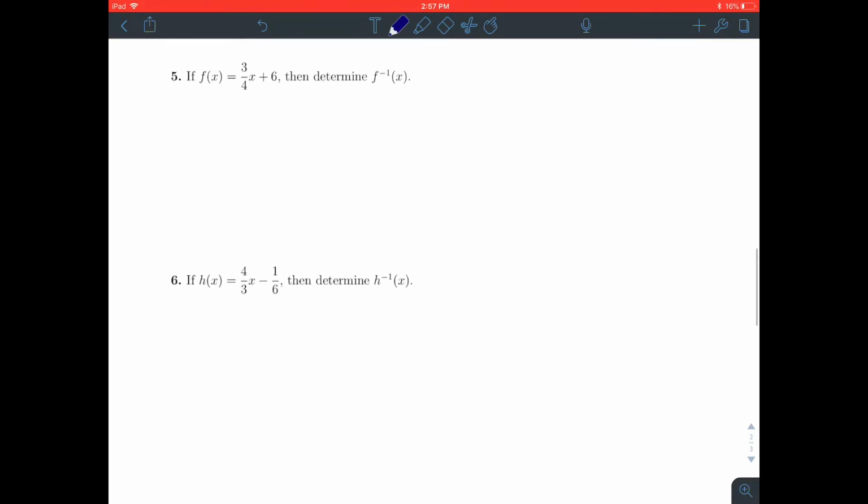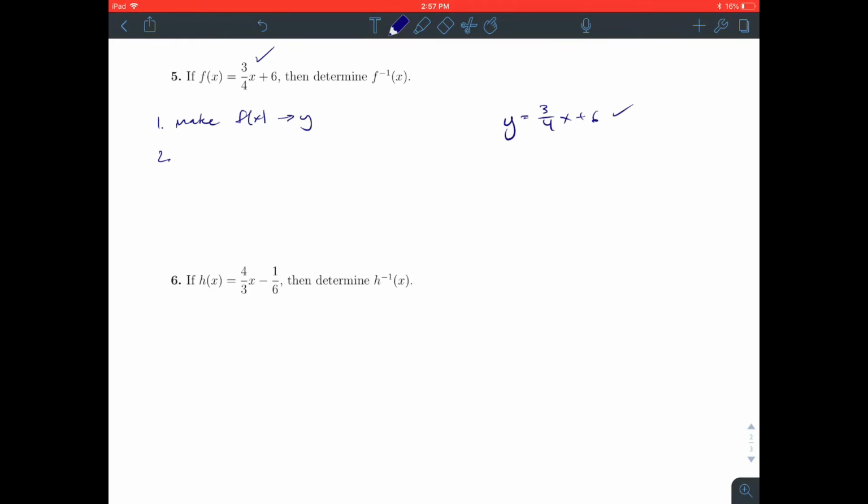For problem number 5, we've got if f of x equals 3 over 4x plus 6, then determine f inverse of x. So we're going to follow the same steps as before. We'll do step 1, which is to make f of x into y. So we get y equals 3 over 4x plus 6. This is still f of x, just with a new notation for our output.